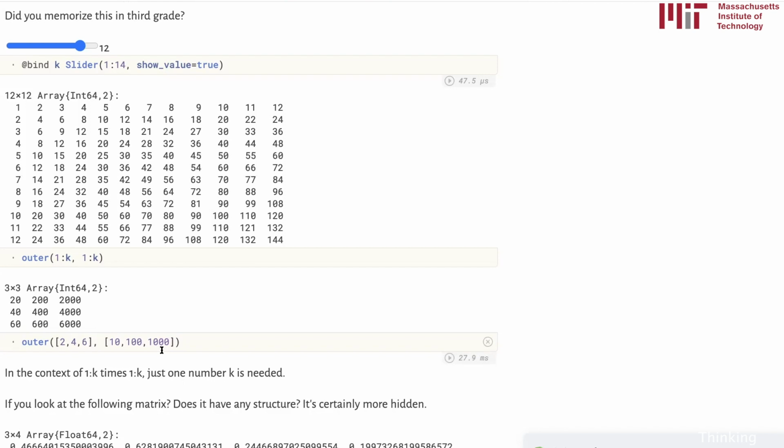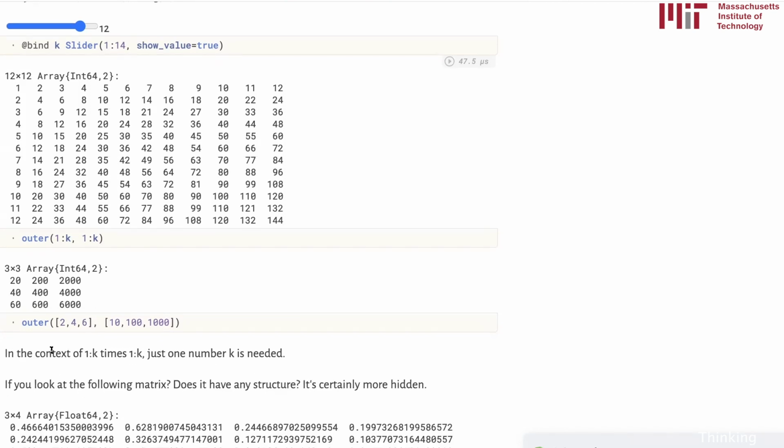Okay. So if you asked how much information there is in the regular multiplication table, well, I think you could see that you could store, let's make it 10 by 10.